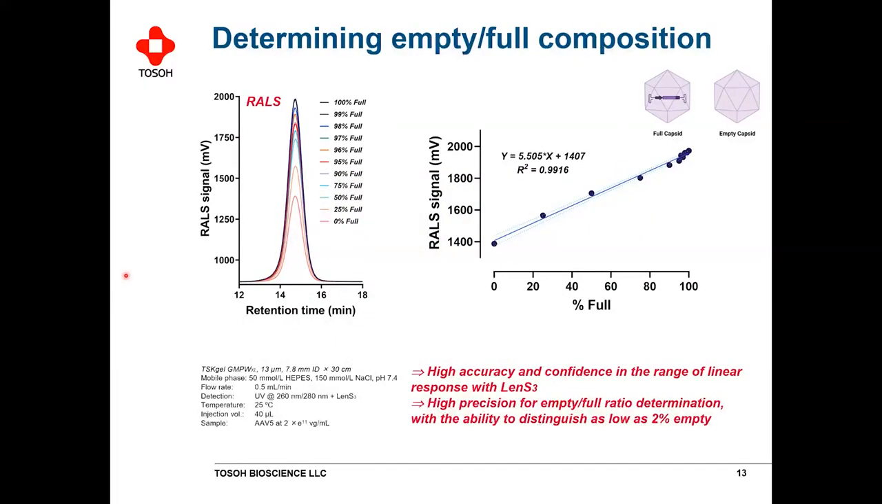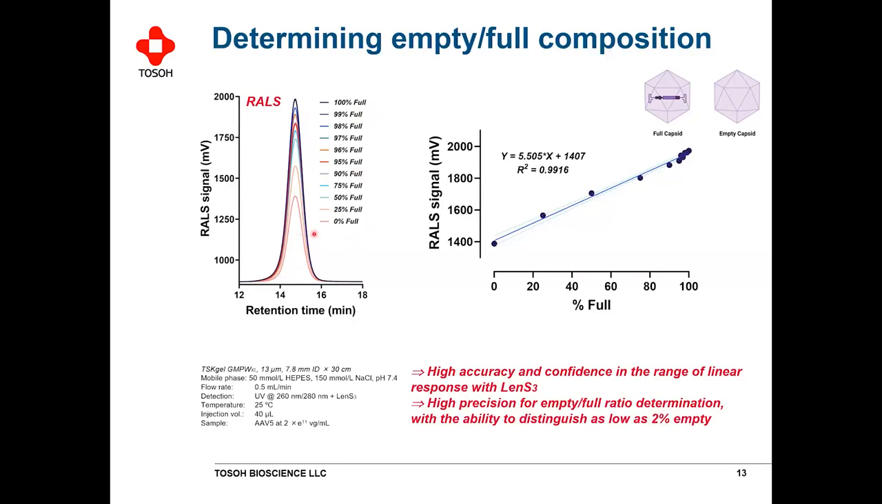On this slide, we are showing the empty-full composition analysis. This is similar to the last slide where I was showing the sensitivity data. But instead of changing how much titer is within the sample of analysis, what we're changing is how much of the sample is full versus empty. We have samples that are completely empty and samples that are completely full, and we mix them in varying ratios from 0% all the way up to 100%.